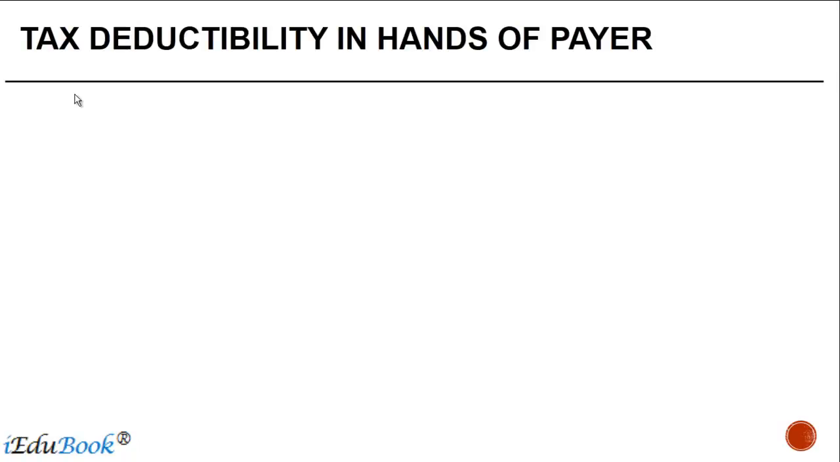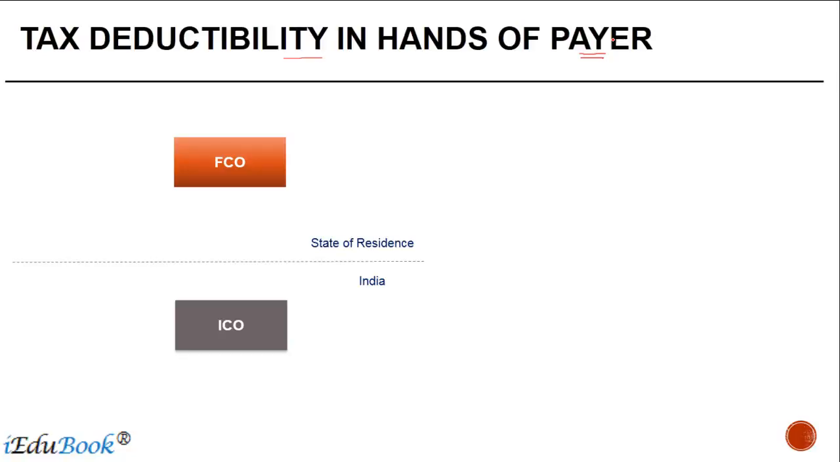Tax deductibility in the hands of the payer. Now, what can happen is that there might be a foreign company, okay? And there's an Indian company which makes a payment to this foreign company. What Article 12 deals with is the taxability of the income in the hands of the foreign company. It does not deal with the fact as to whether this payment which has been made is deductible for tax purposes in the hands of the Indian company or not.